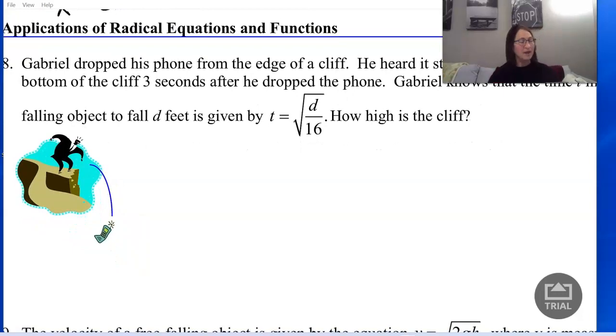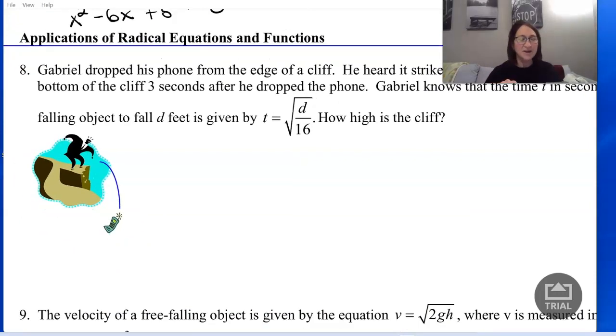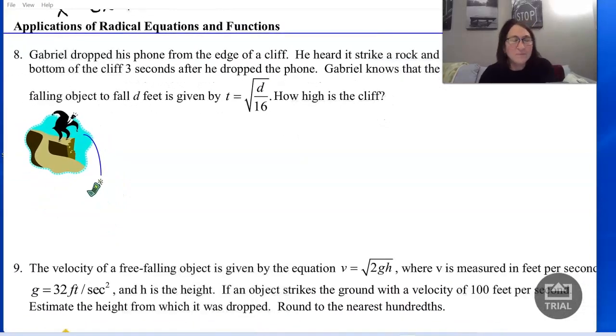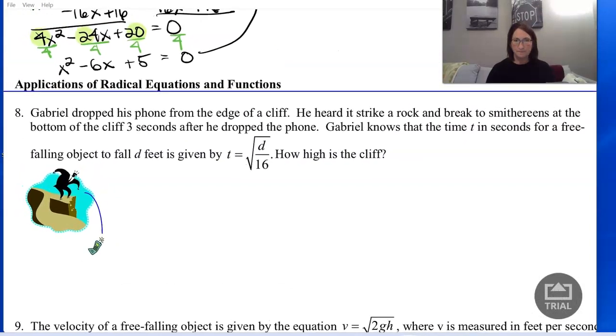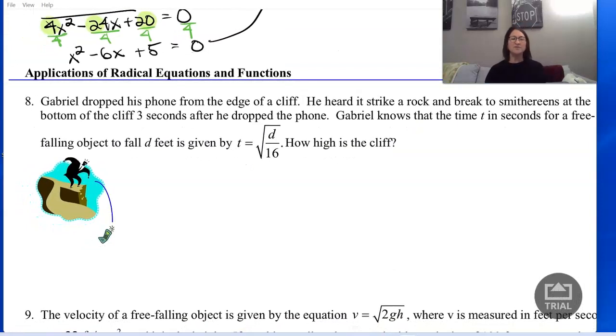Okay, so now we've got two little story problems, which are kind of nice, very common types of problems. So this first one, we've got Gabriel that dropped his phone from the edge of a cliff. He heard it strike a rock and just break into smithereens at the bottom of the cliff 3 seconds after he dropped the phone. I'm glad he had the presence of mind to keep track of his time. It's important. Okay, Gabriel knows that time, which is going to be t in seconds for a free-falling object, is given by this formula. How high is the cliff?